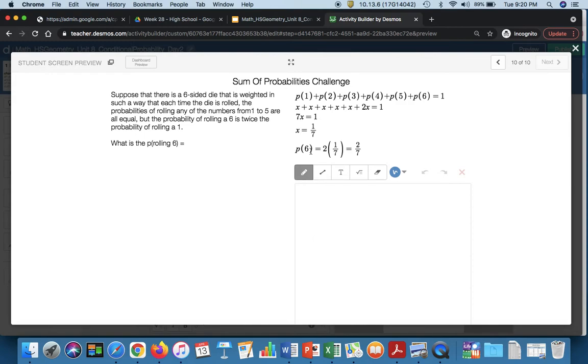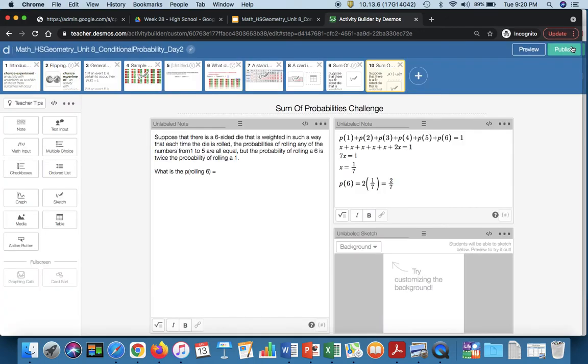And then I would highly recommend making sure each student substitutes that 1/7 into the sum of probabilities to see that you would get 7/7 or 1 as the sum. So these are activities that I feel would be useful for that first day.